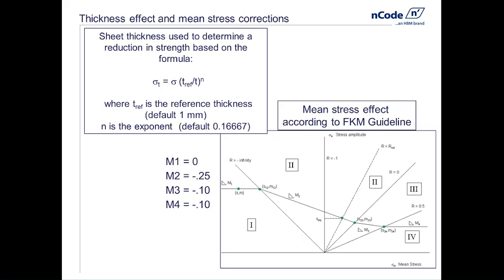Again, the thickness corrections can be turned on or turned off. They should almost always be on. The mean stress corrections, however, can be, again, deactivated, and I probably would do that on parts that have thicknesses over a couple millimeters or more.